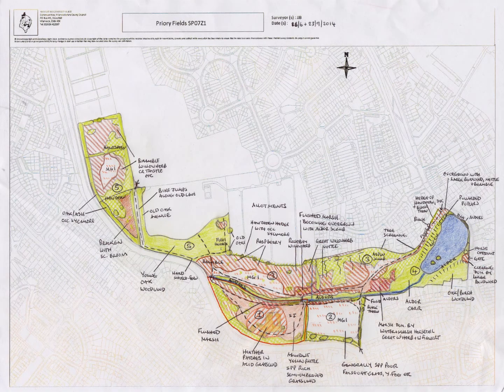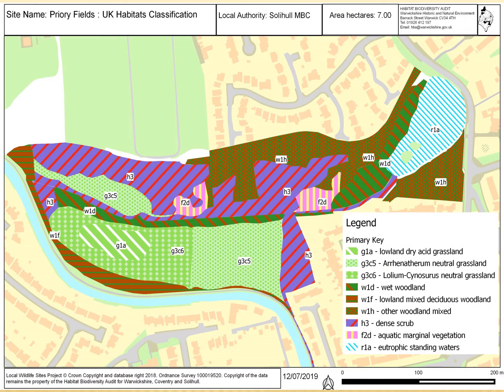So the first example here is the typical phase 1 hand-drawn map using the phase 1 codes with a set of annotations. Again, Priory Fields, this time using the UK habitat classification, and you can see it's a much more simplified map. There's no annotation. There would be a set of codes with these as well, and this is all done through the GIS system.